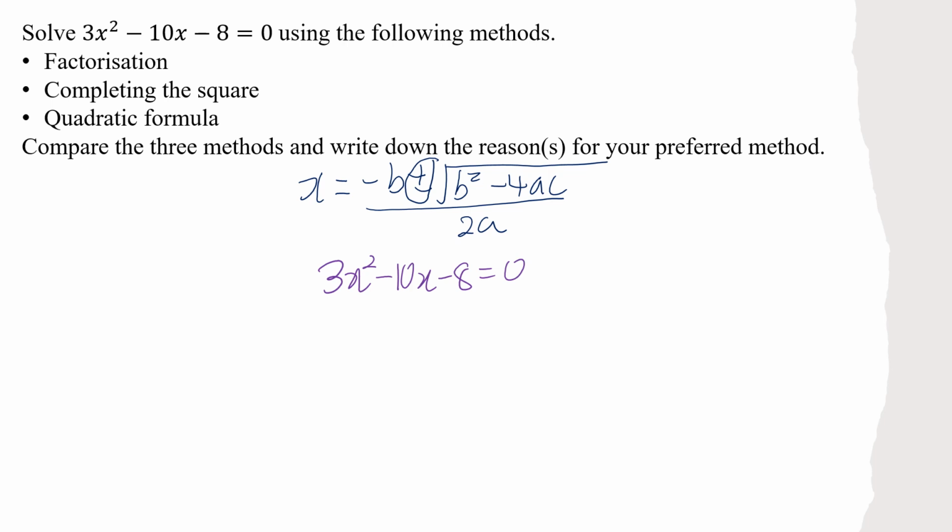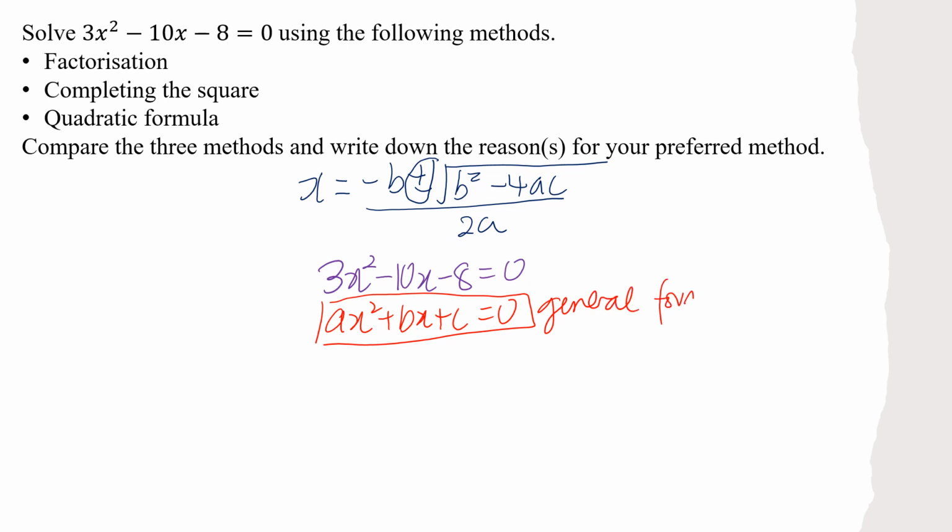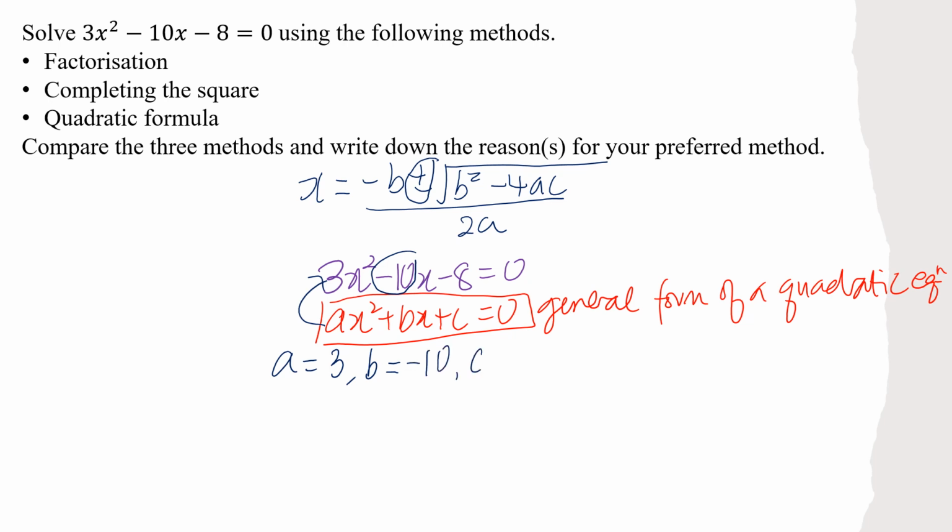Okay, let's compare it with your general form for quadratic equation. This is the general form of a quadratic equation. So you have to remember it now. Okay, so let's do a comparison. So you can see that the value of a is 3, the value of b is negative 10. Okay, you must be very careful, look at it very carefully, and the value of c is -8.